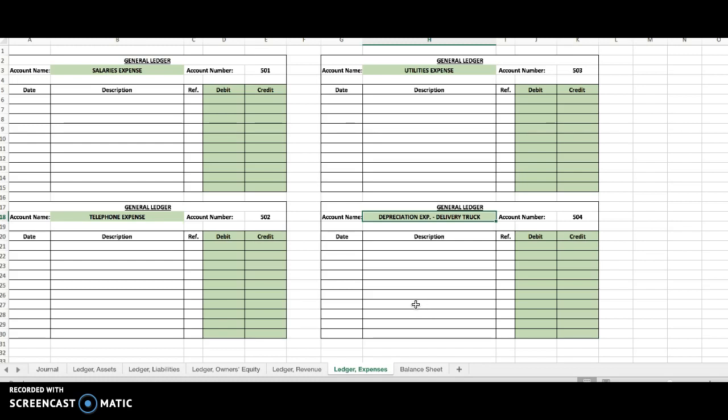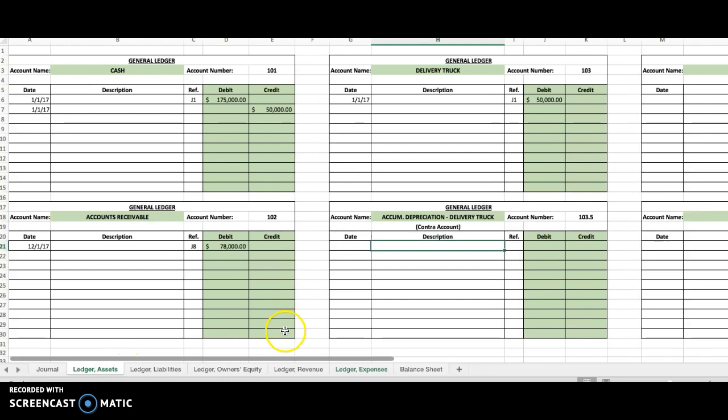So these new accounts, we have a new expense account, and we have something called a contra account over here in the asset section, accumulated depreciation for delivery trucks.